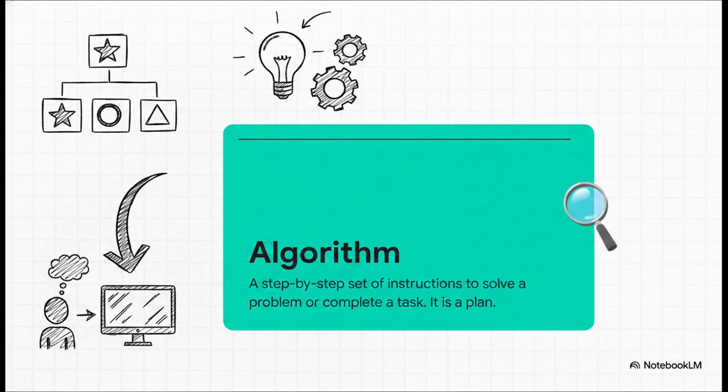Now, what's really important to get here is that an algorithm is not computer code. Not at all. It's a set of instructions written for a human in plain English. It has to be crystal clear, with a definite start and a definite end. It's basically you explaining the what and the how of your idea before a computer ever gets involved.